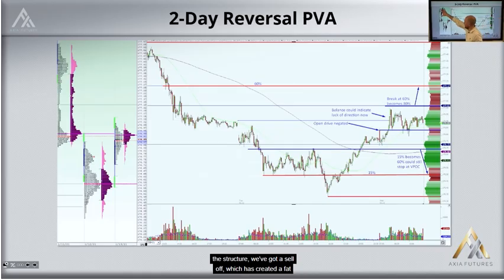So based on the structure, we've had a sell-off, which has created a fat bottom. You've had a neutral extreme day with a tail, so failure to keep the move going. And from a candlestick perspective, open and close in the same place. So this creates this sort of gravestone doji. So what we're now looking for is a reversal.